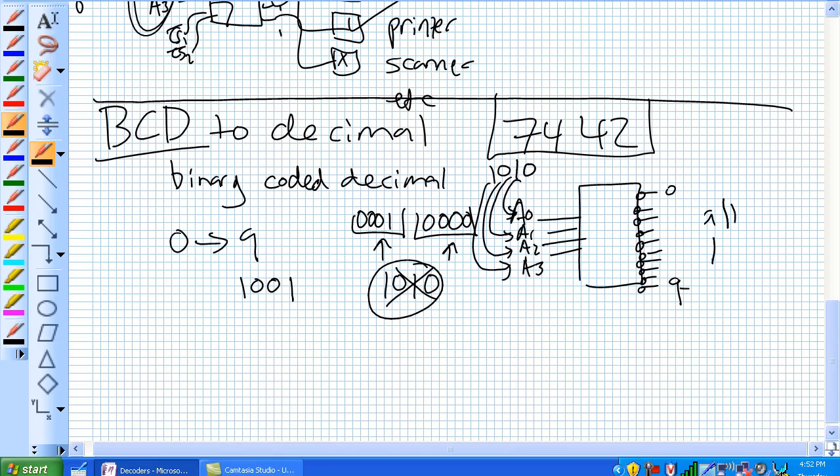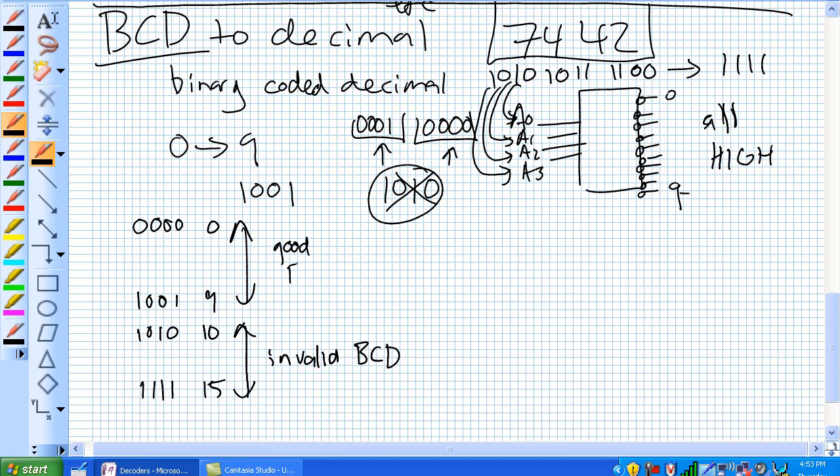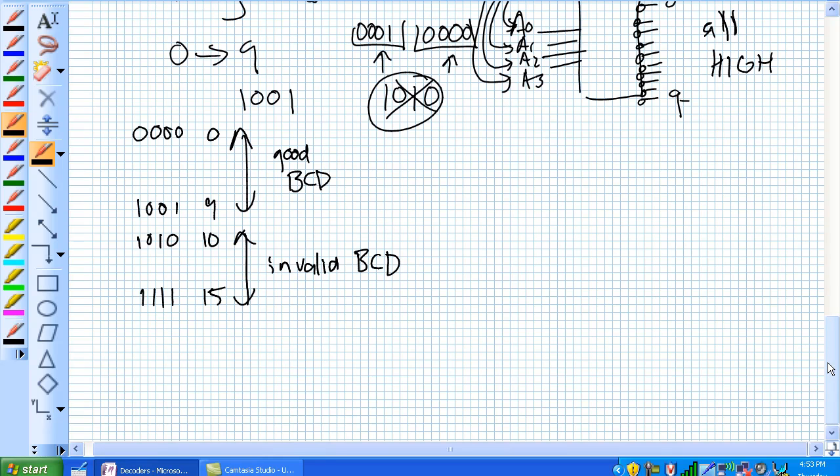So all high. BCD does not have 1010, nor does it have 1011, 1100, and on to 1111, because it's only good from 0000 all the way up to 1001, because that's 0 through 9. And the rest of these guys, 10 up to 15, those are invalid BCD numbers. Good BCD. So that's what's showing you is when an invalid code comes in, it's not going to indicate the presence of any code.